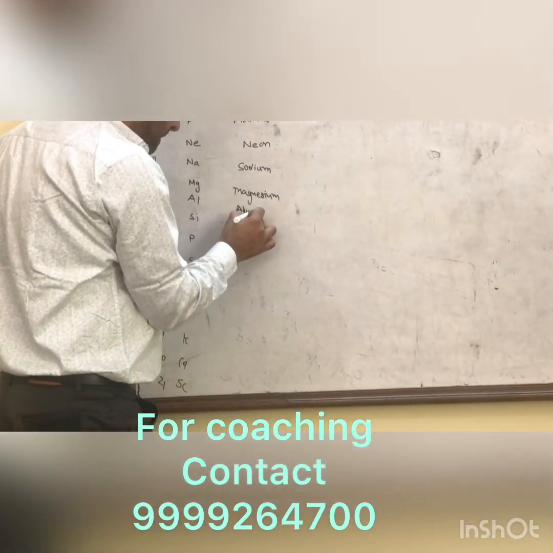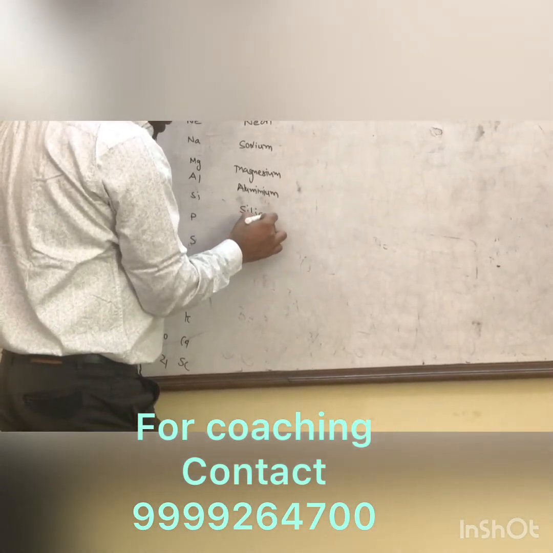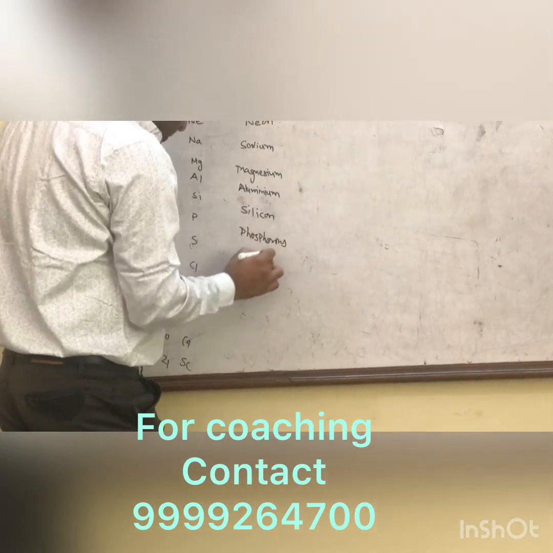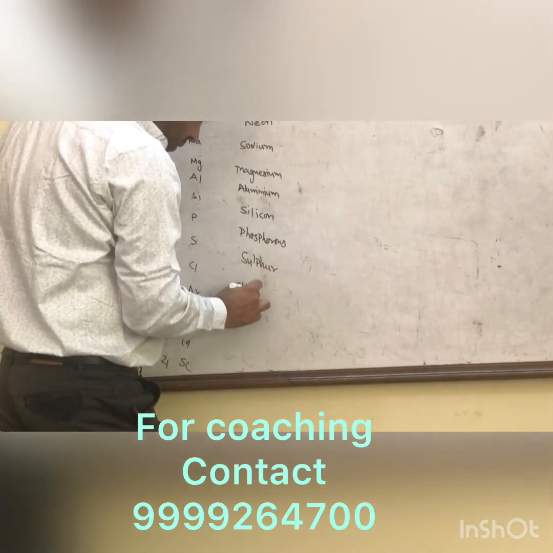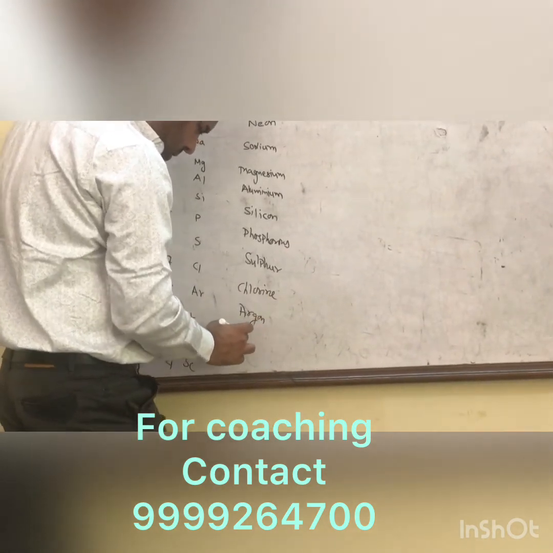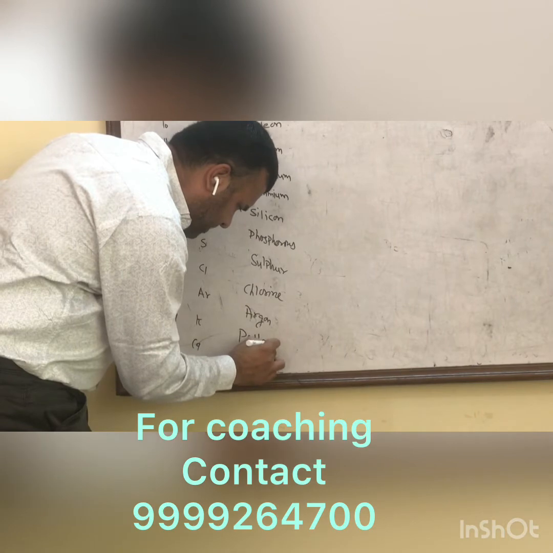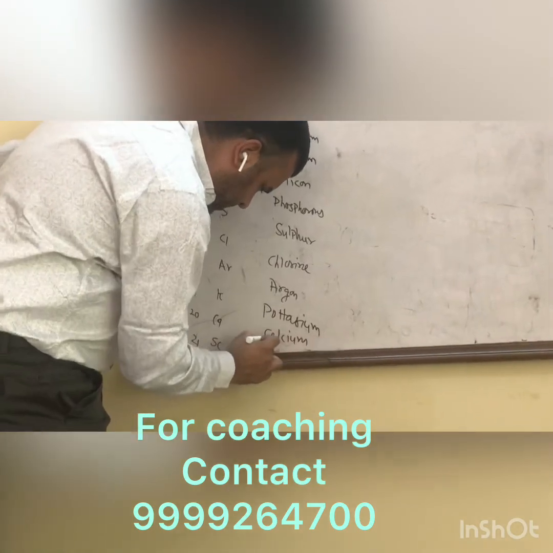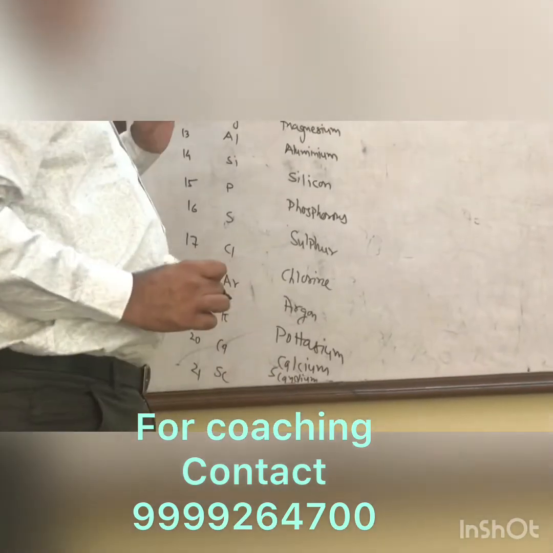Al aluminium, Si silicon, P for phosphorus, S for sulfur, Cl for chlorine, Ar for argon, K taken from kalium, K for potassium, Ca for calcium, Sc for scandium. Right? Okay, this is the first term.